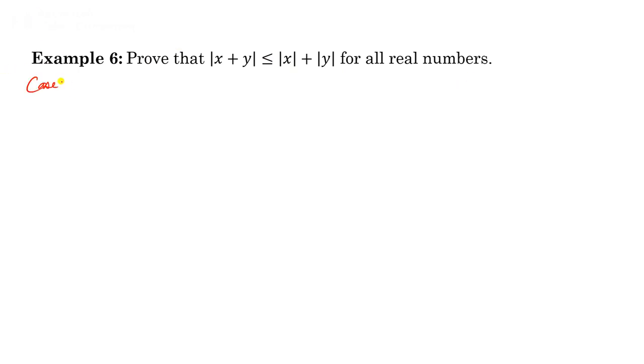Say case number 1, case 1, when x is greater than or equal to 0 and y is greater than or equal to 0, x greater than or equal to y greater than or equal to 0. So you can assume let x equal to m and y equal to n, where m and n are positive real numbers. Okay, we have taken both greater than or equal to 0, so m and n are positive real numbers.